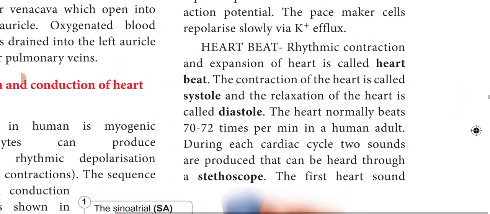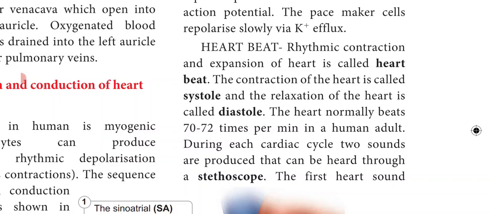The rhythmic contraction and expansion of the heart is called the heartbeat. Rhythmic means it is the continuous process of contraction and relaxation of the heart. The contraction of the heart is called systole and the relaxation of the heart is called diastole. The heart normally beats 70 to 72 times per minute in a human adult.